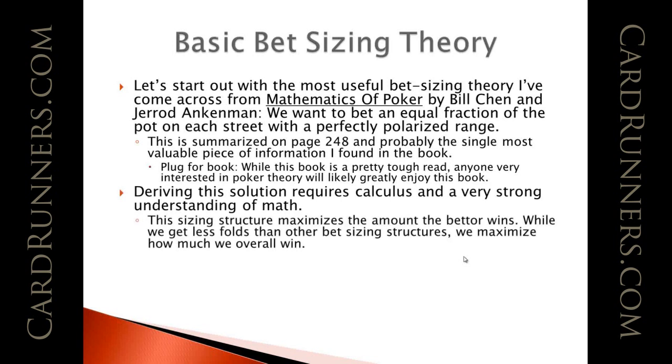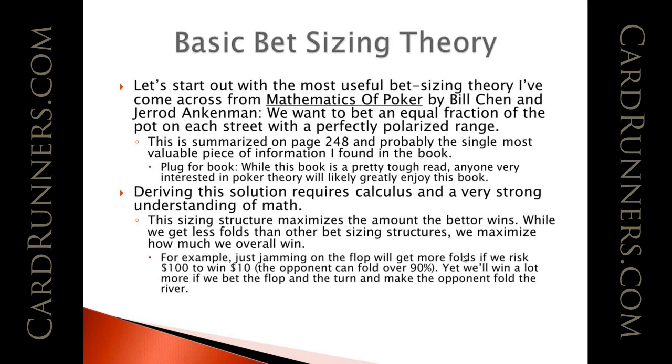This sizing structure maximizes the amount the bettor wins. While we get fewer folds than other bet sizing structures, we maximize how much we overall win, and that's what we care about. So don't worry if you don't completely understand why this rule works, or if you don't understand how it was derived. Most people don't. But you can understand how, if you have a range of nuts and air, you want to get all the money in by the river by betting an equal fraction of the pot on each street.